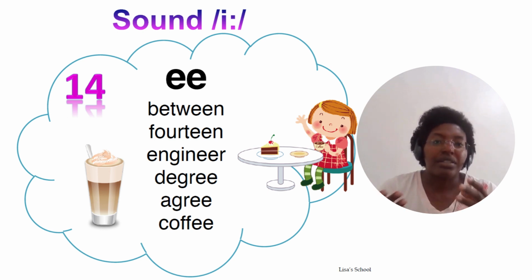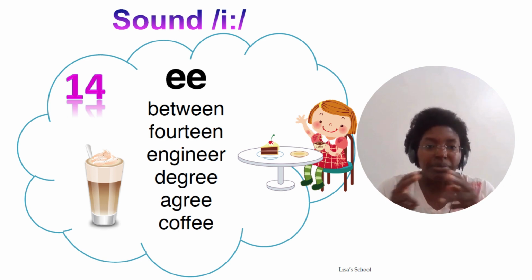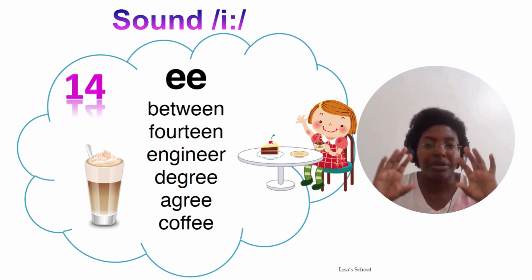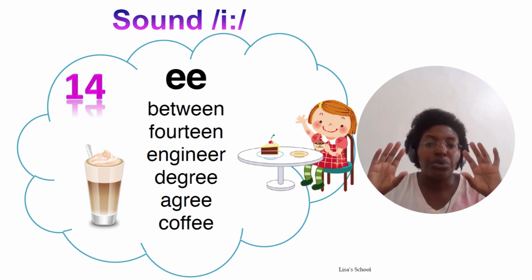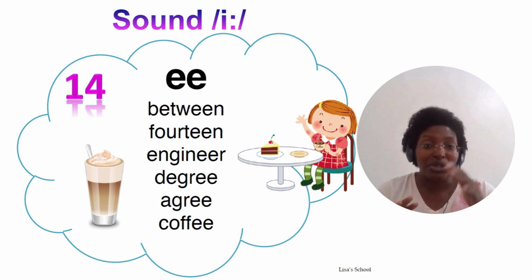So here we have a double E. And so this is pronounced with a little bit of a longer sound. So I'm going to say each word. So you would say each word and you would have a native or someone that knows how to pronounce it correctly correct you.